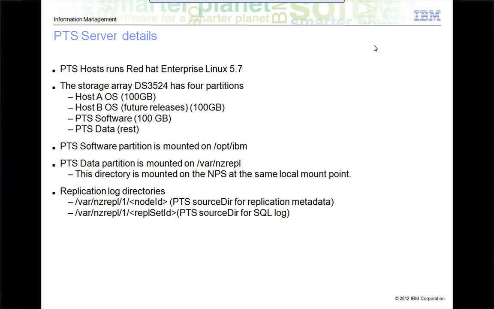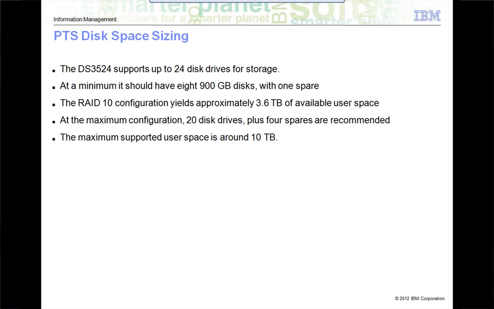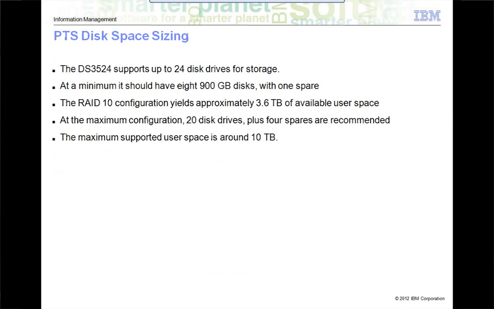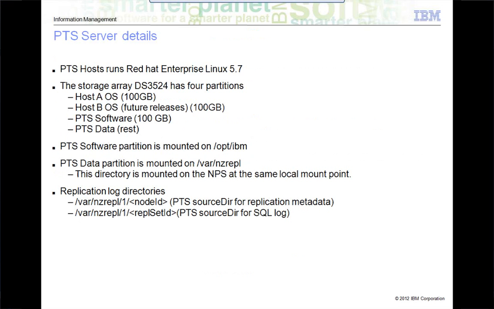You install the operating system on the DS storage array and not on the host itself. I don't even think there is storage available on that host. So installation services install the operating system on the storage array partition. The third partition is dedicated to the PTS management software. And the last partition, whatever is left on the storage array, is dedicated to PTS data: transaction logs as well as any load files.